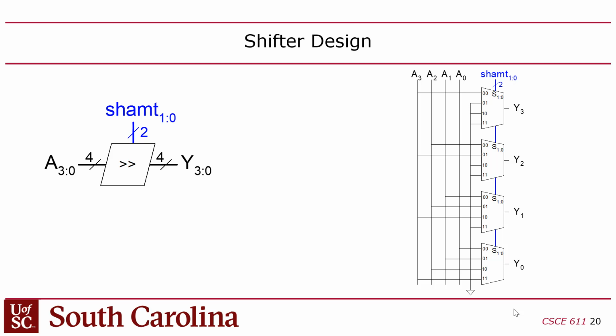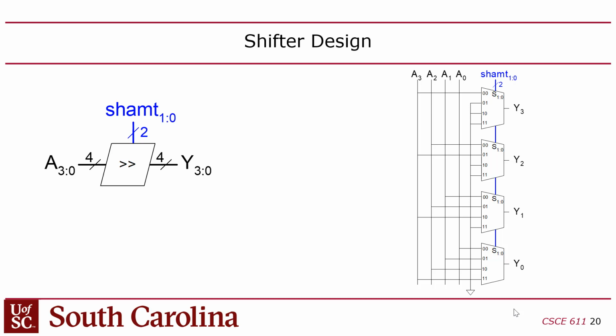It doesn't get pushed to the Y's. It doesn't get pushed to the output. It essentially gets blocked in this circuit. And the reason for that is because it's being shifted out. So this must be a right shifter, right?